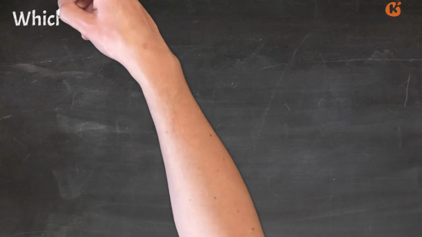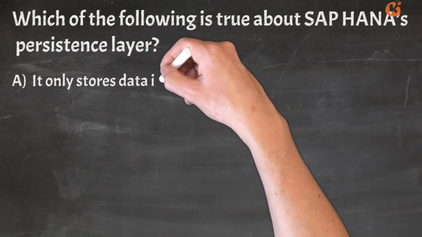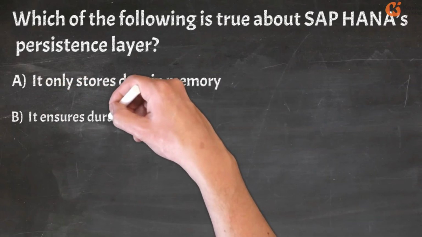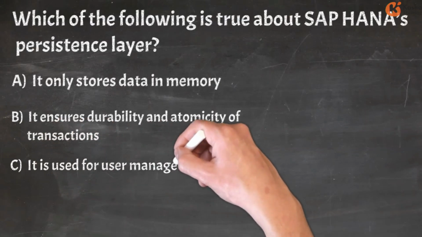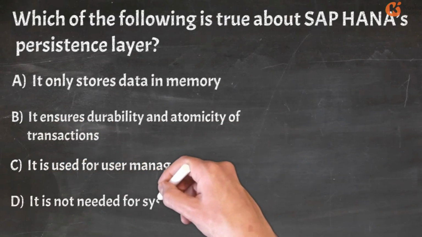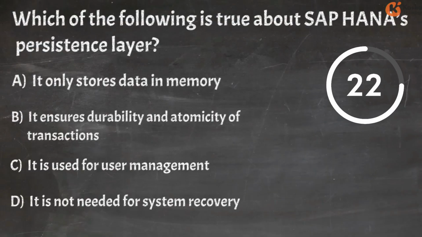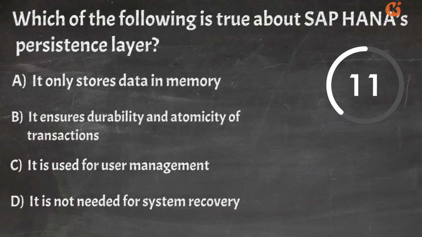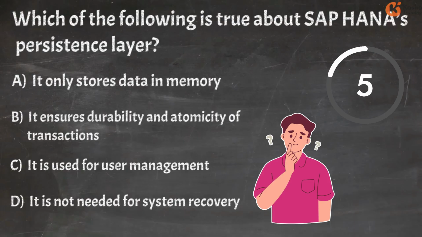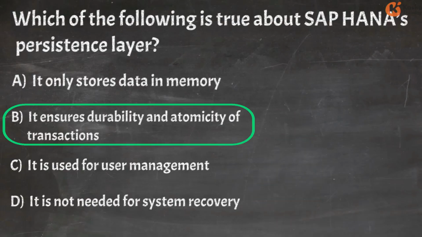Question 8. Which of the following is true about SAP HANA's persistence layer? A. It only stores data in memory. B. It ensures durability and atomicity of transactions. C. It is used for user management. D. It is not needed for system recovery. Correct answer B. It ensures durability and atomicity of transactions.